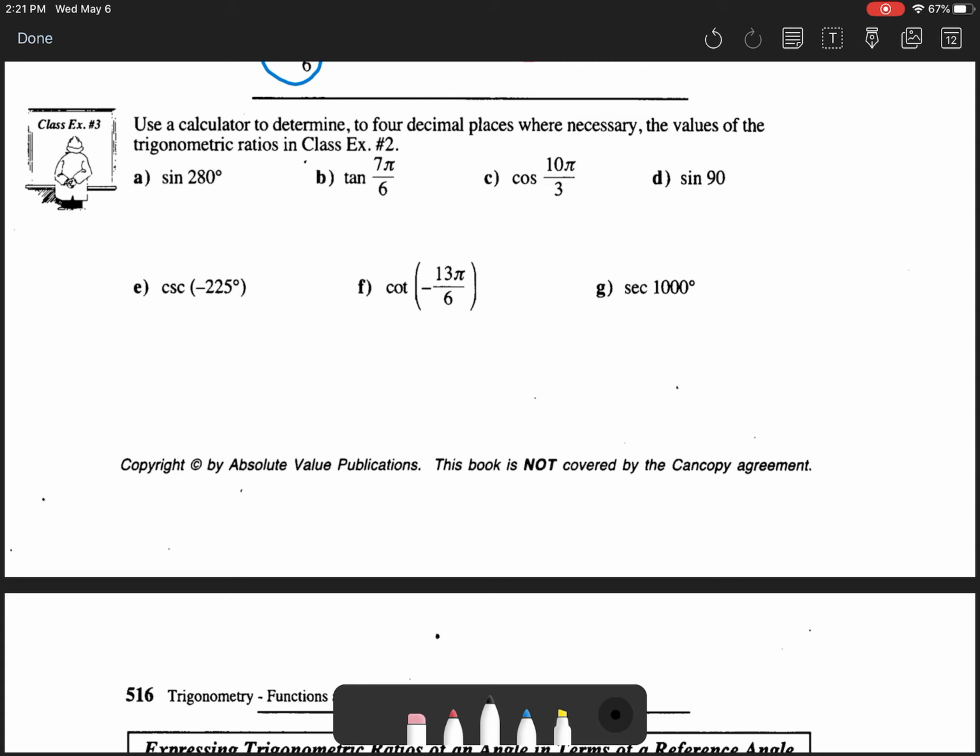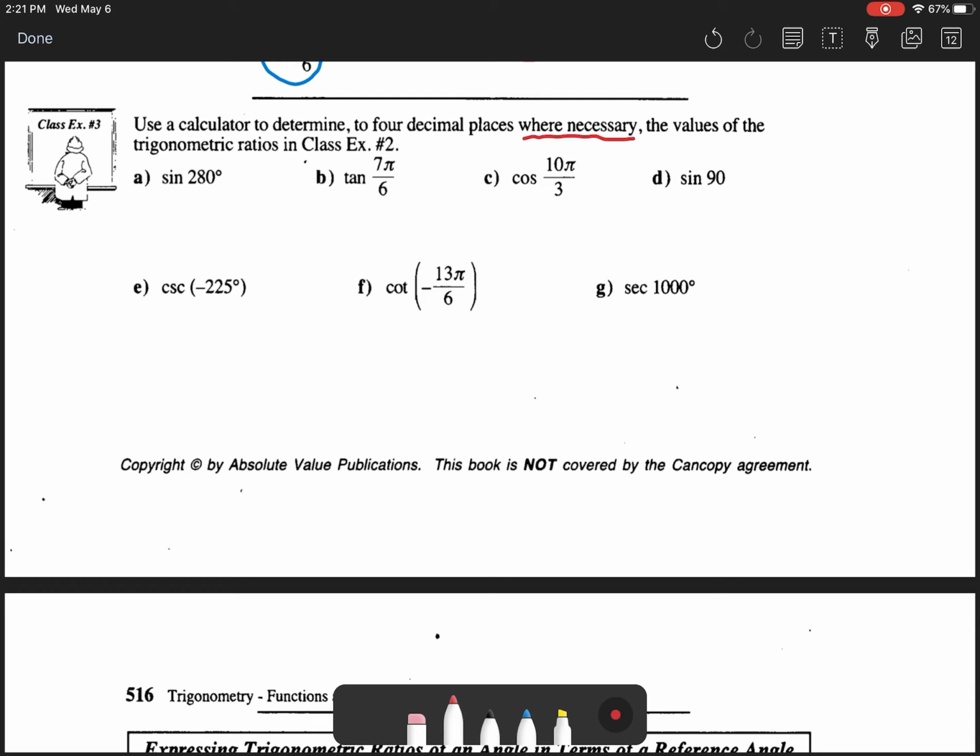So now, the phrase we love to see: use a calculator to determine, and this time to 4 decimal places, where necessary. Again, that's an important instruction. Where necessary means if you have to. If you don't have to, then you don't need to. The value of the trig ratios for class example 2.